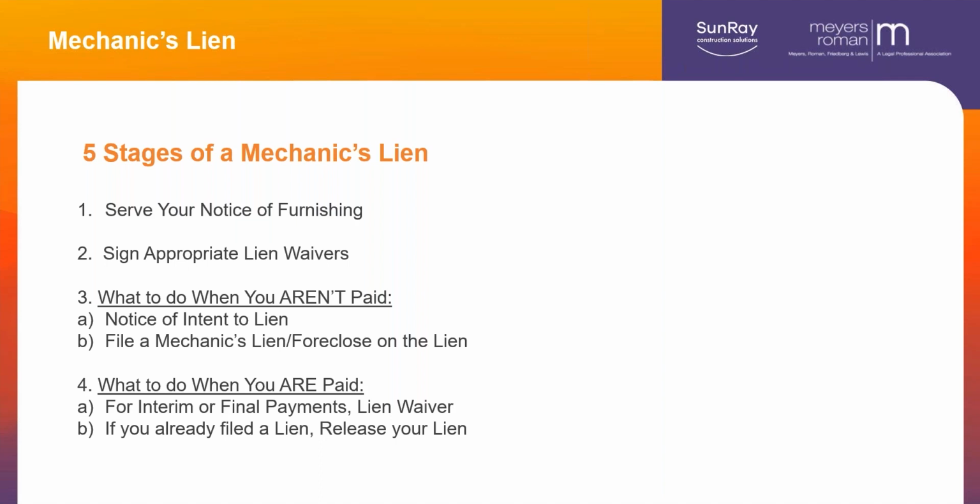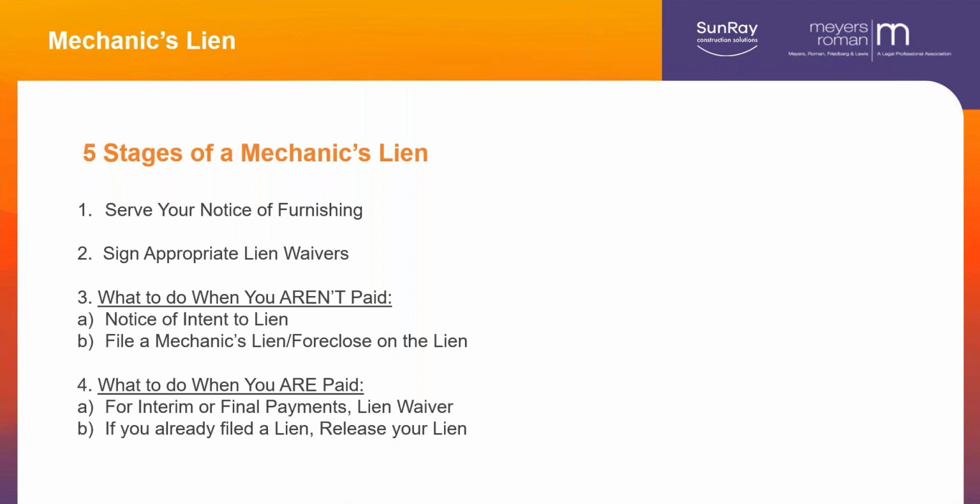So we have another webinar on lien waivers, so we can talk about that in more depth another time. What do you do if you're not paid? Do that notice of intent to lien. It gets people ready to pay you. And if you're still not paid, you file a mechanics lien, and still not paid, you foreclose on the lien.